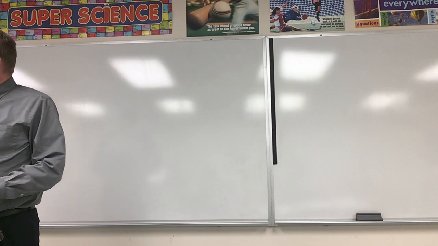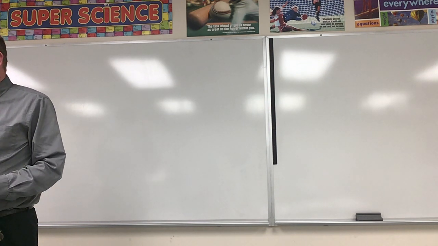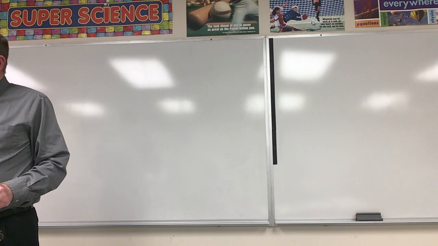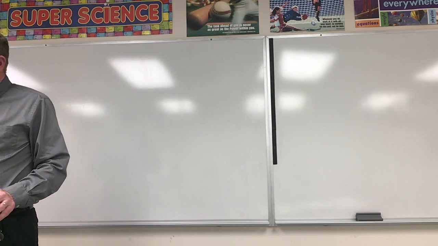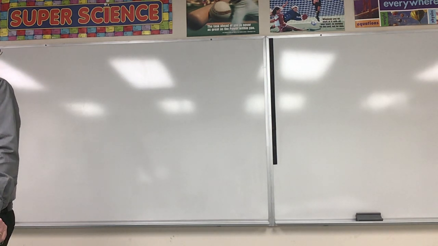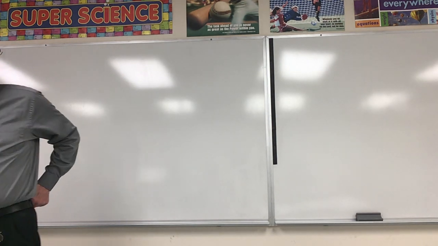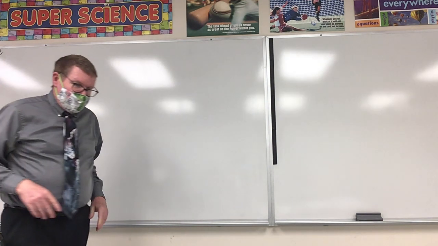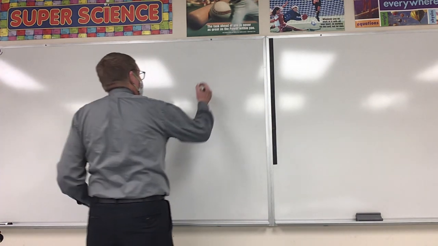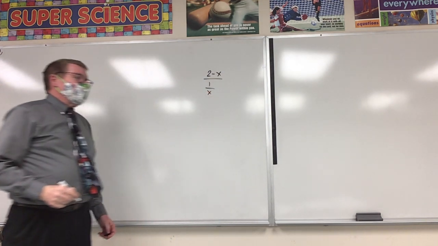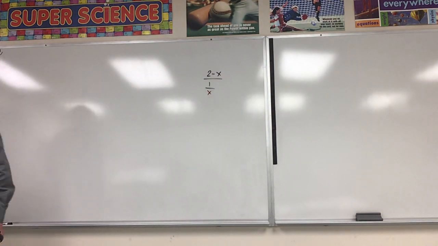I do have a question, for 19. Number 19, f over g of x. Is that correct? Yeah. So 2 minus x over 1 over x. If you're going to simplify that, what are we going to do? It'd be 2 minus x times x. Correct?